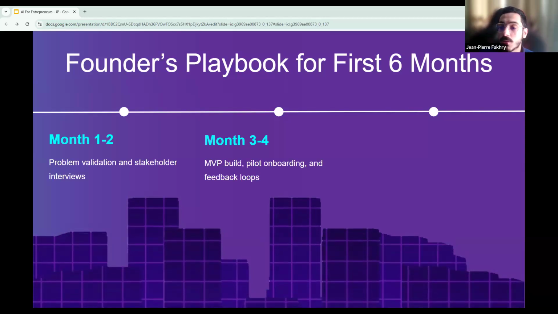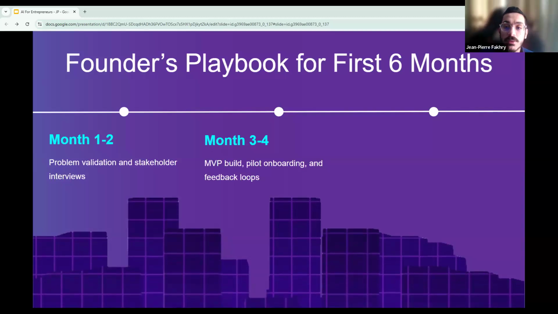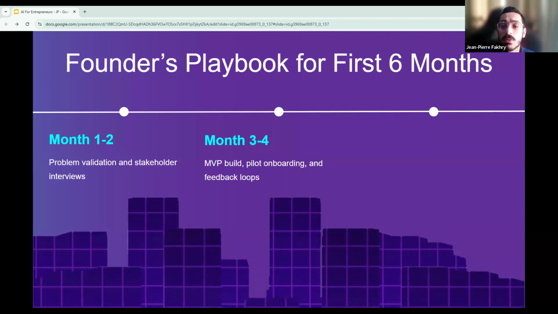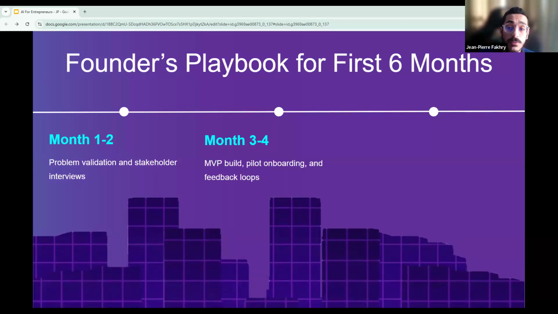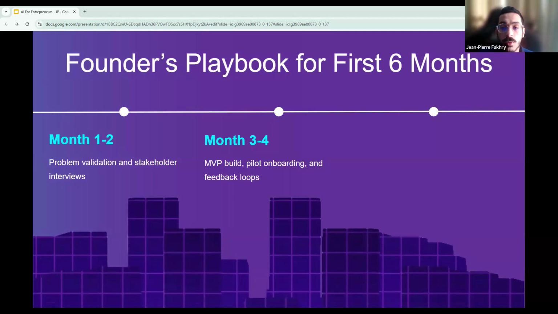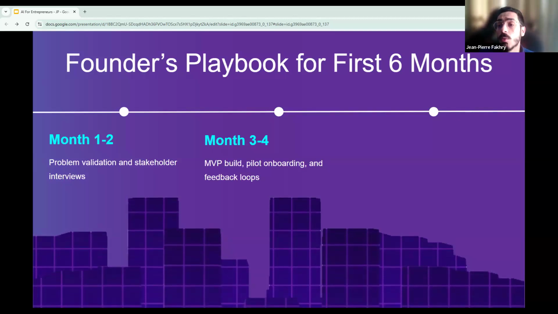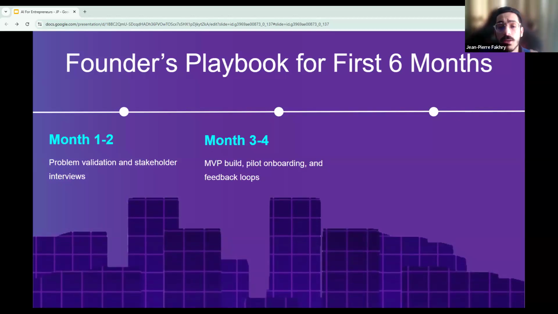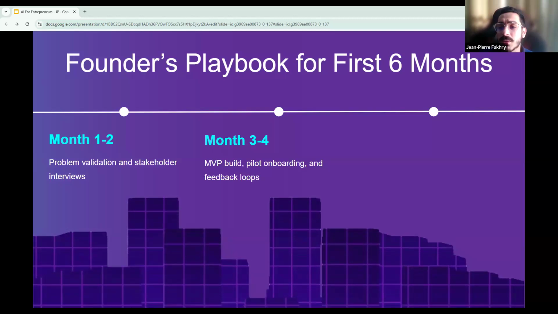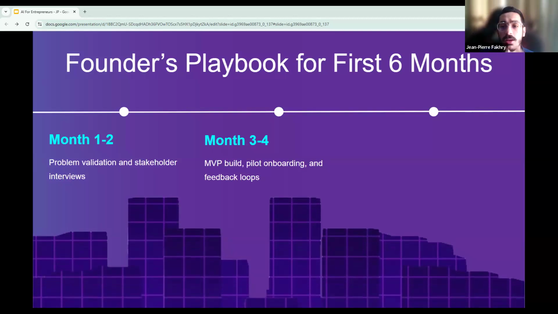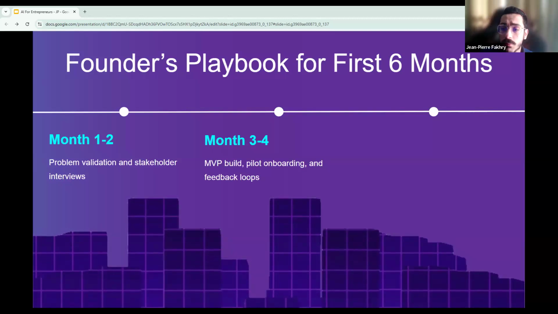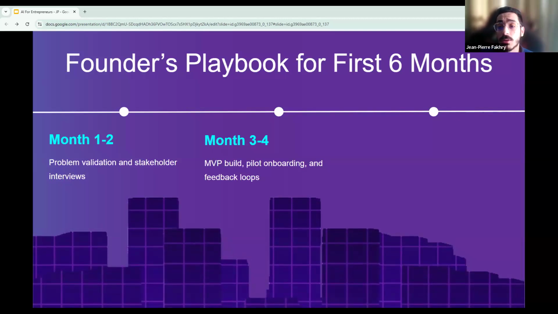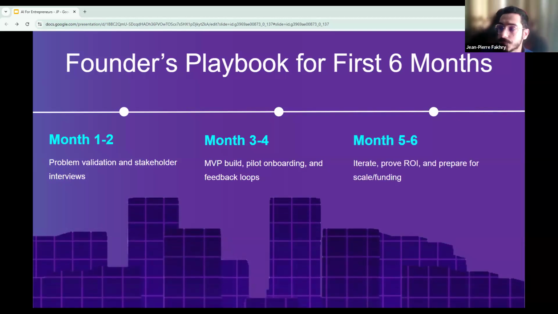Also, months 3 to 4 are the MVP phase. Here you have to build the smallest possible version that demonstrates the core value. Onboard 5 to 20 pilot users, as we said, who have agreed to give very honest feedback. Here measure the metric that matters, which is time saved, error rate, and so on. And really, here you have to run feedback loops weekly.